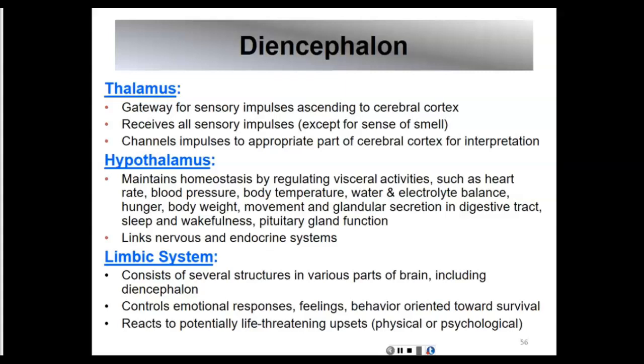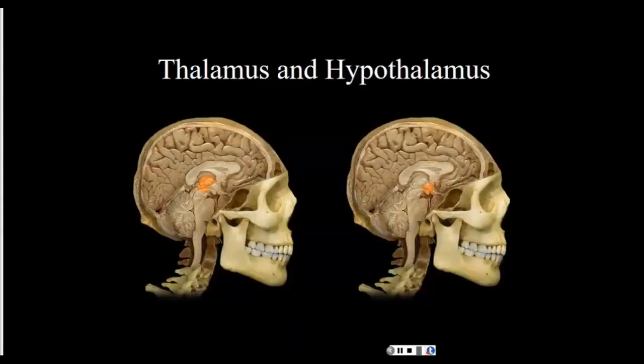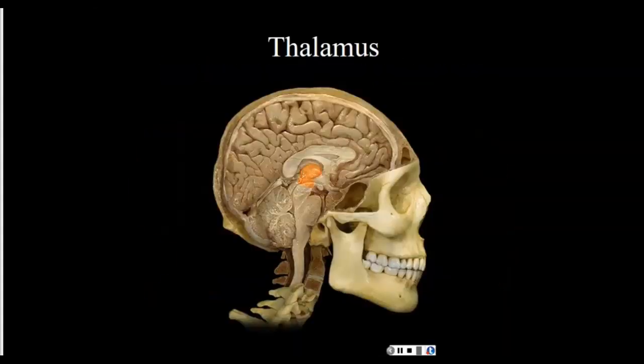The limbic system is not one specific part. It is a collection of parts of the brain, including the diencephalon. With limbic, think emotion. It controls your emotional responses, feelings, behavior towards survival, and reacts to potentially life-threatening upsets, physical or physiological. So limbic, think emotional responses. There's the thalamus and the hypothalamus again.